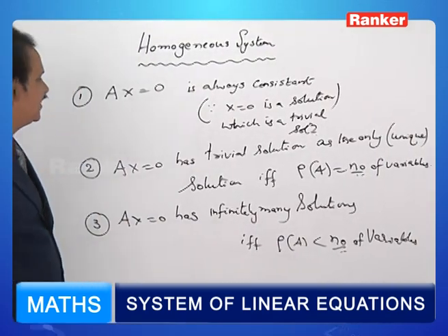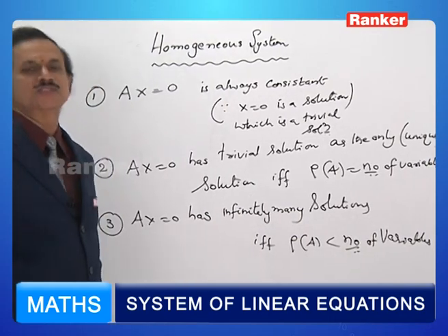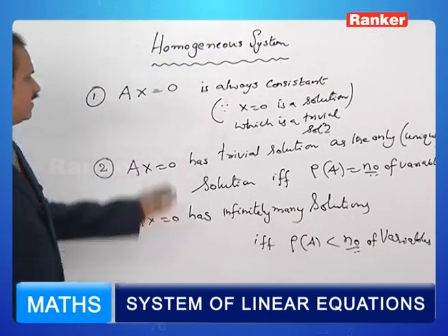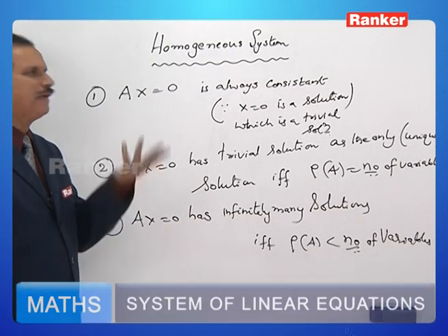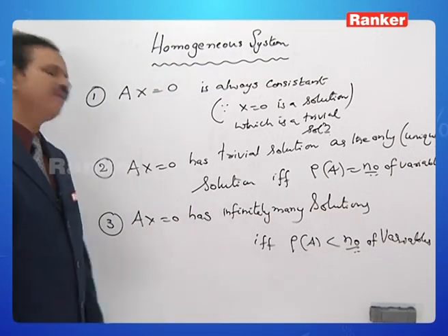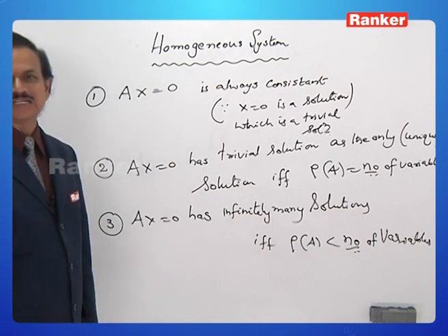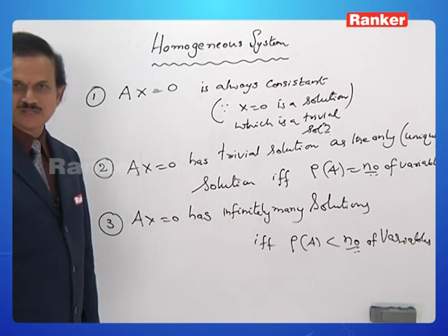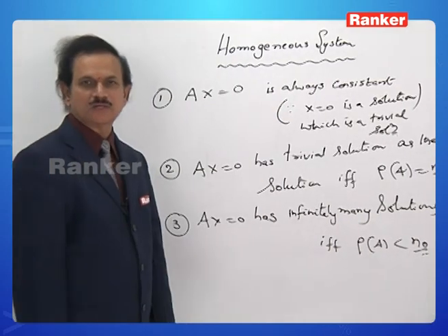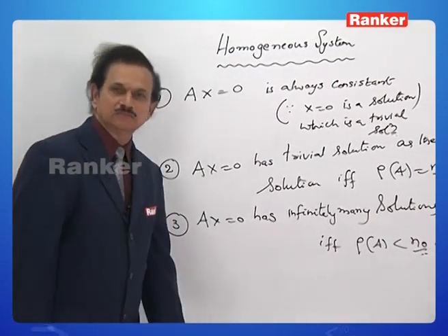Rank of A is less than number of variables. This is about a homogeneous system. The first point, of course, we need not remember. By birth it is correct. For any homogeneous system there will be a solution. No question of inconsistency. They are always consistent. X equal to 0 is a solution. The second and third points are to be noted.